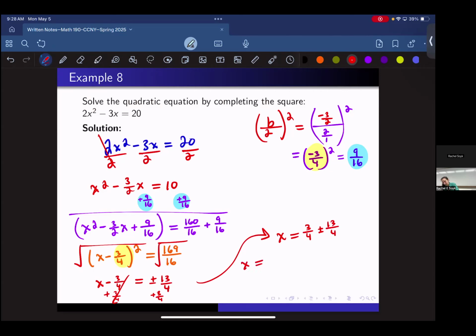which is the same as 3 plus 13 over 4, or 3 minus 13 over 4, which gives you 16 over 4, which is 4, or negative 10 over 4, which is the same as negative 5 over 2. We're done.